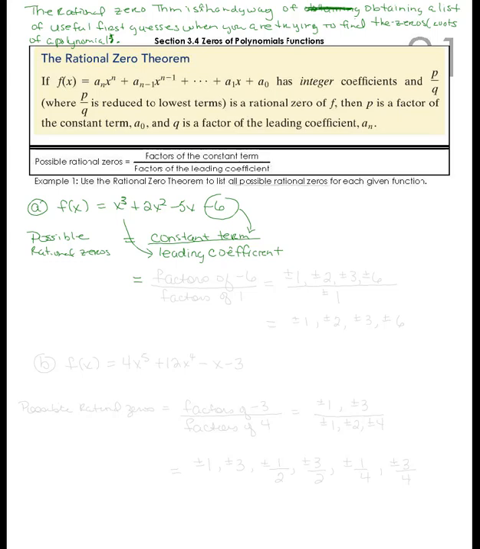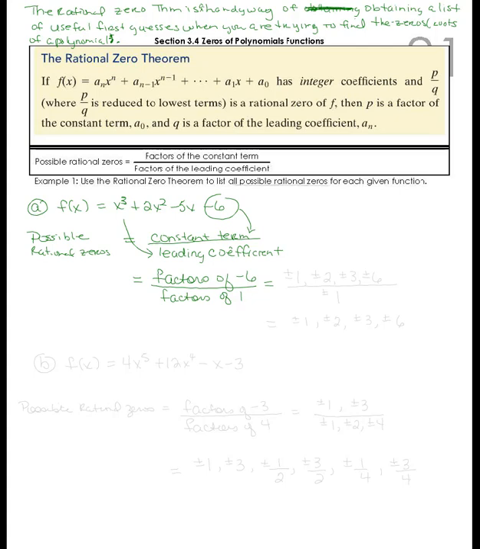So now, when we're saying all possible values, we're looking at factors of -6 over factors of 1. When we talk about all possible factors, it's not just the positives. We also want to look for negatives. So what are factors of 6? Let's just do it in general. What are factors of 6?